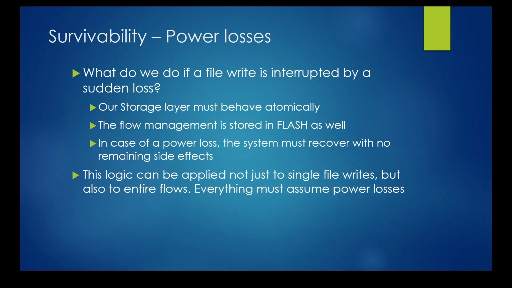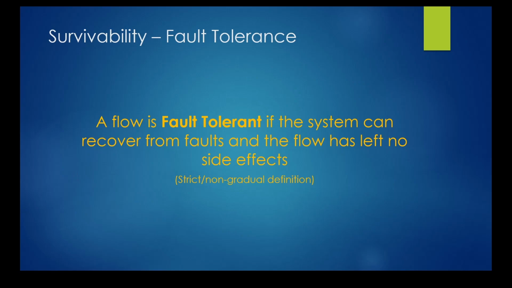The same logic can apply to other flows as well, perhaps basing higher level flows atomicity on the atomicity of lower level facilities like an atomic file system. As a characteristic, this is called fault tolerance. We can say a flow is fault tolerant if the system can survive a fault in the middle of it with no side effects. This is a strict definition.